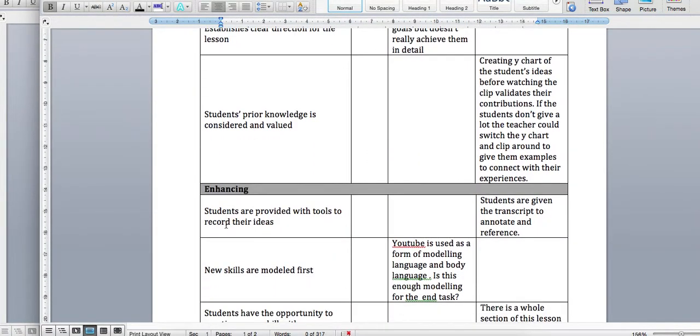Students' prior knowledge, sorry, we've done that one. Yep, so creating Y chart of the students' ideas before watching the clip validates their contributions. If the students don't give a lot, the teacher could switch the Y chart and clip around and give them examples to connect their experiences with. That's a great idea. So if the students are sitting there with blank faces, you could switch around, and that links back to being flexible. So that's a really great suggestion.